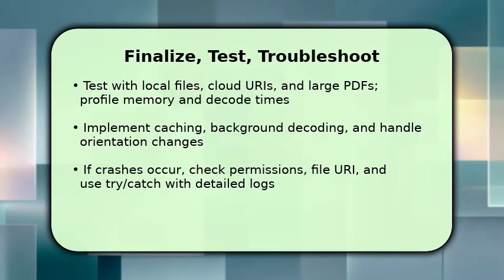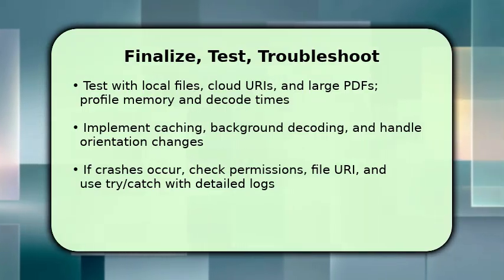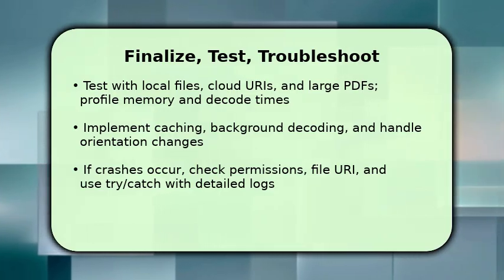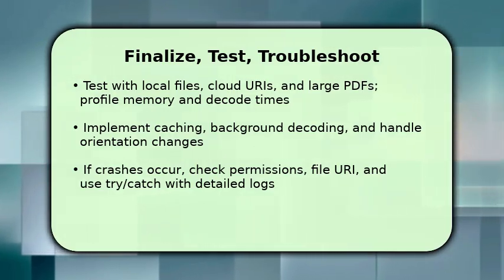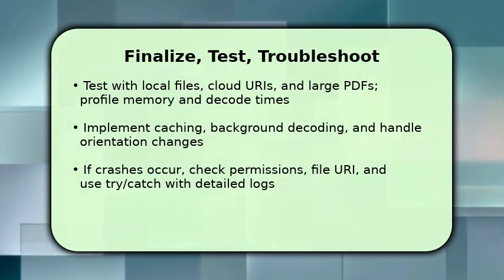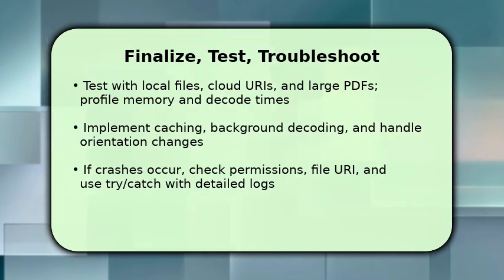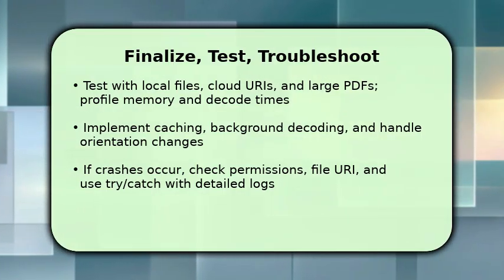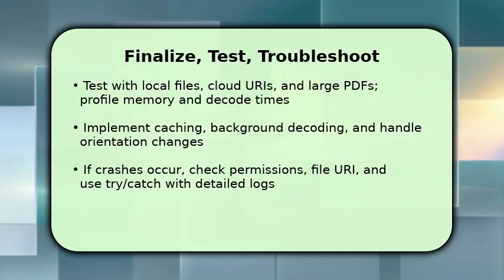You will finish and stabilize the reader now. Test with multiple PDF sizes and sources including cloud URIs, watch memory, and add simple LRU caching or temporary bitmaps to avoid OOM. Once stable, implement state restore for current page and zoom across rotation, and add background decoding with coroutine or AsyncTask to prevent ANRs.